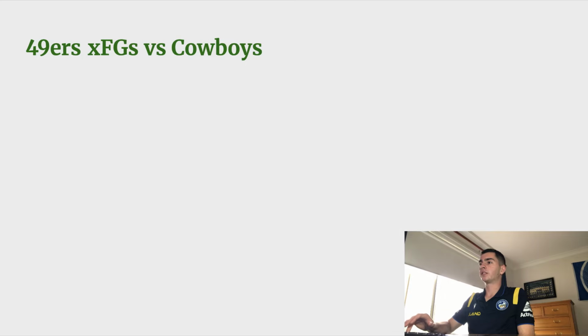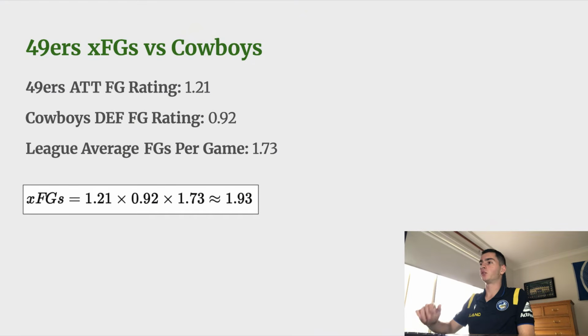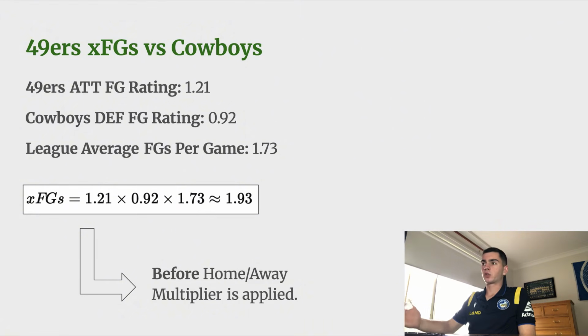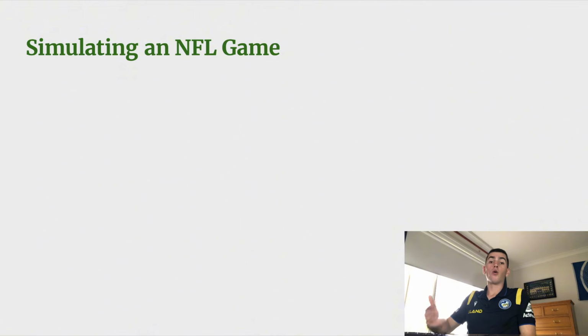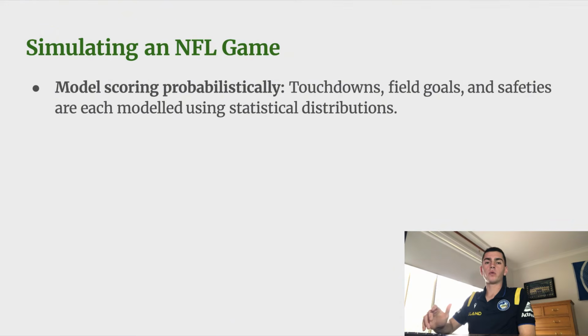If the 49ers have a field goal attack rating of 1.21, the Cowboys a defense rating of 0.92, with a league average of 1.73, then the 49ers are expected to score just under 2 field goals. Of course, these expected scoring values aren't final predictors. I mean, when you think about it, how could a team score a fraction of a touchdown or a field goal? So instead, they serve as the mean parameters for the probabilistic distributions used in simulating the full game scoring outcomes.